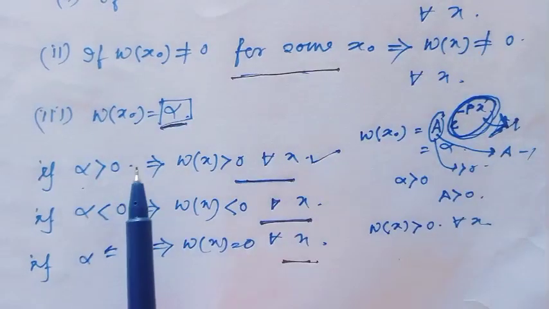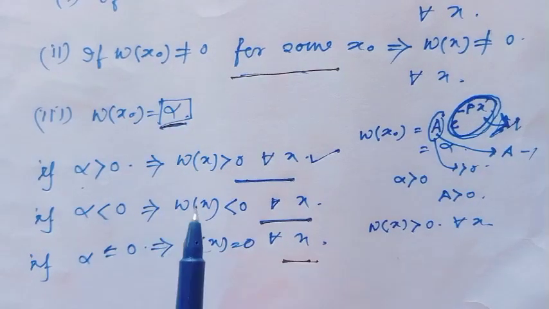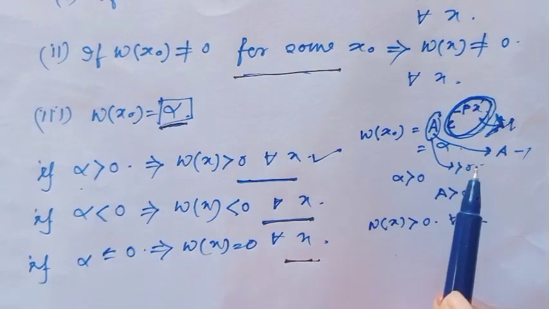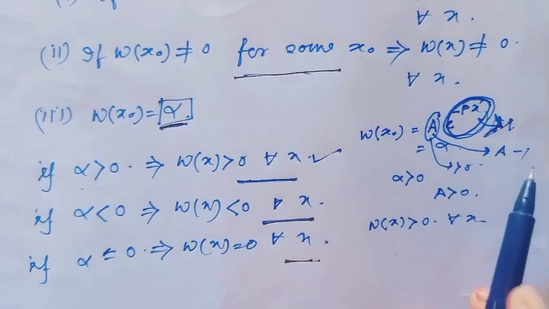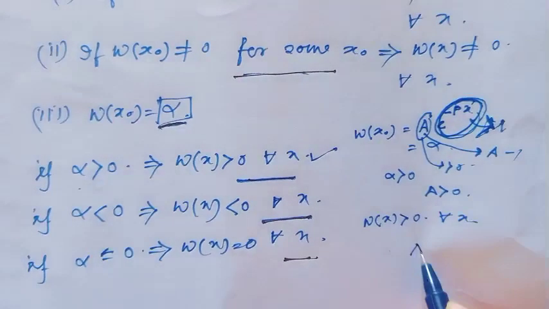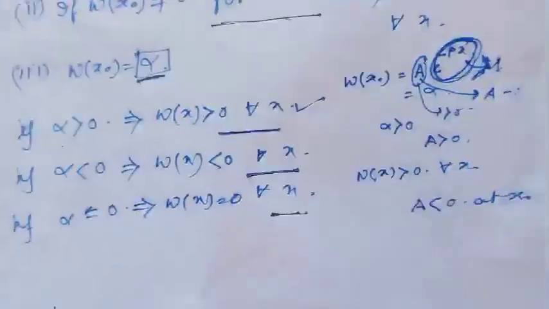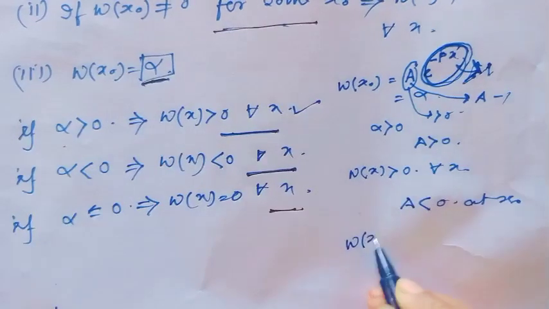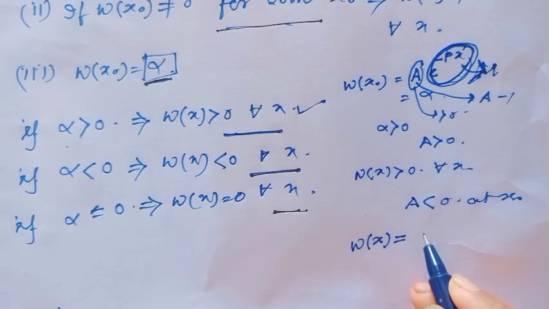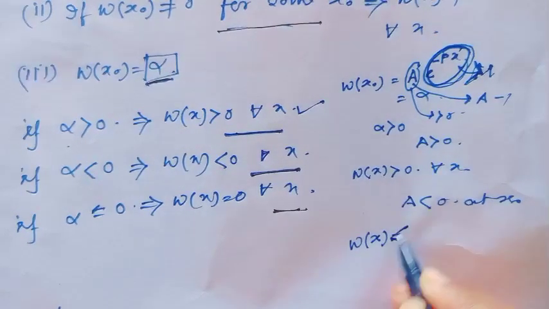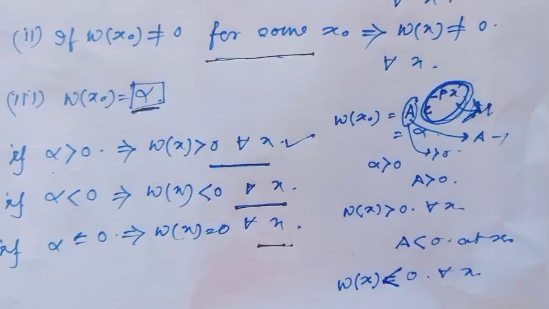Second condition: Wronskian at x naught equal to alpha, here given alpha less than 0. Since alpha is less than 0, and e to the power minus px is always greater than 0, a would be less than 0 at the point x naught. That means for all other points, since the constant term is less than 0, the Wronskian would be less than 0 for all x. I hope all my viewers have understood this concept easily.